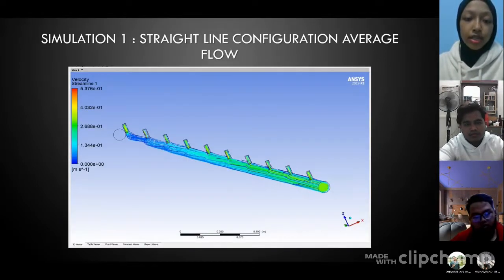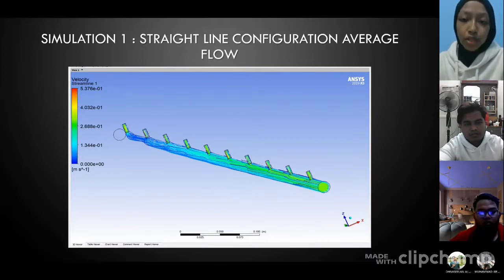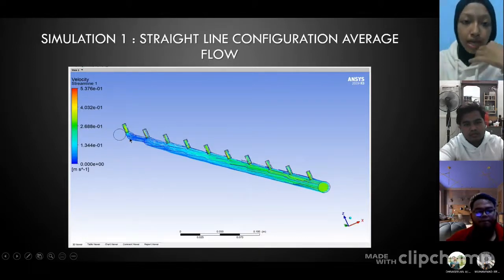The second one is average flow. The movement of particles from the inlet will go to the end of the pipe, and the end of the pipe is blocked. So at the end of the pipe there is a small turbulence, and it is more focused at the end of the pipe outlet.